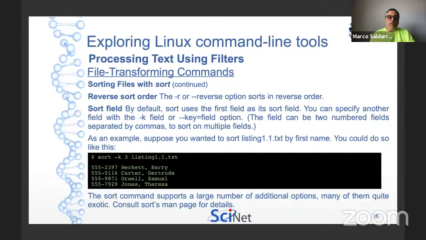For example, the default is to sort by the first field. But if you want to sort by the second or by the third, you just use this flag minus k. So in this example, we have a file that has a phone number, last name, and a first name, and we want to sort by the first name. So we do sort minus k3 and the name of the file. It's going to sort by the first name, this column here. Barry, Gertrude, Samuel, Teresa.